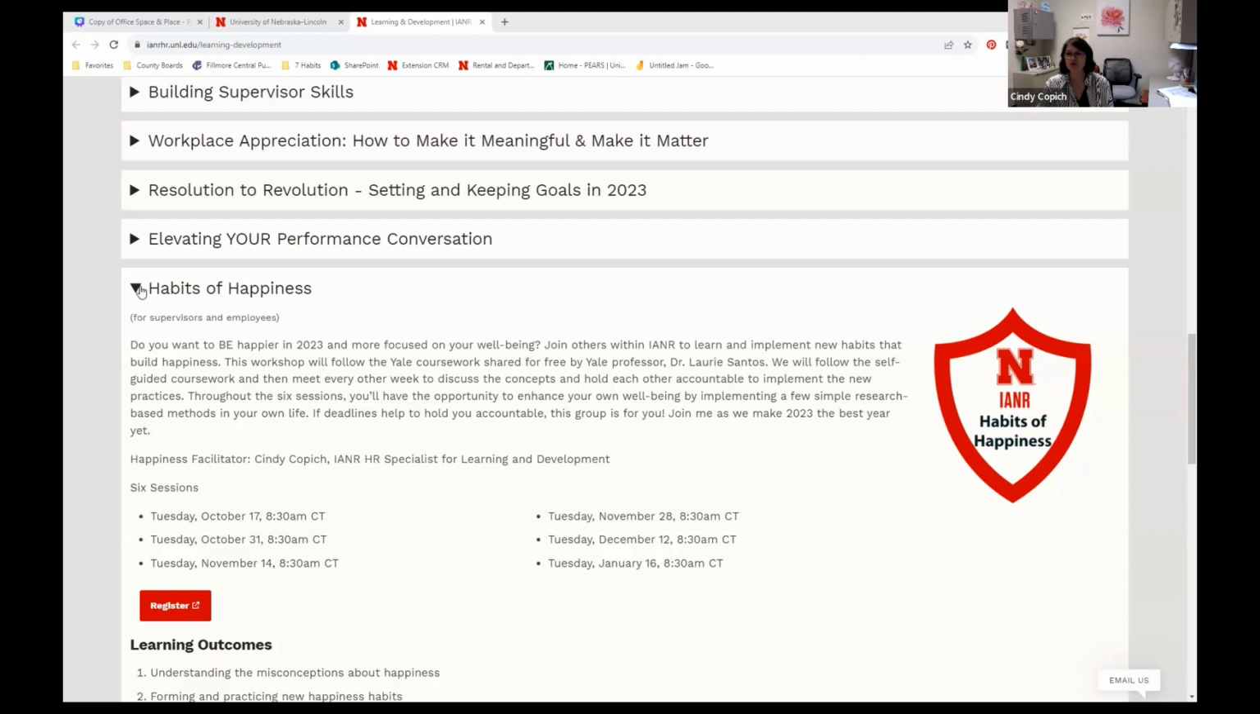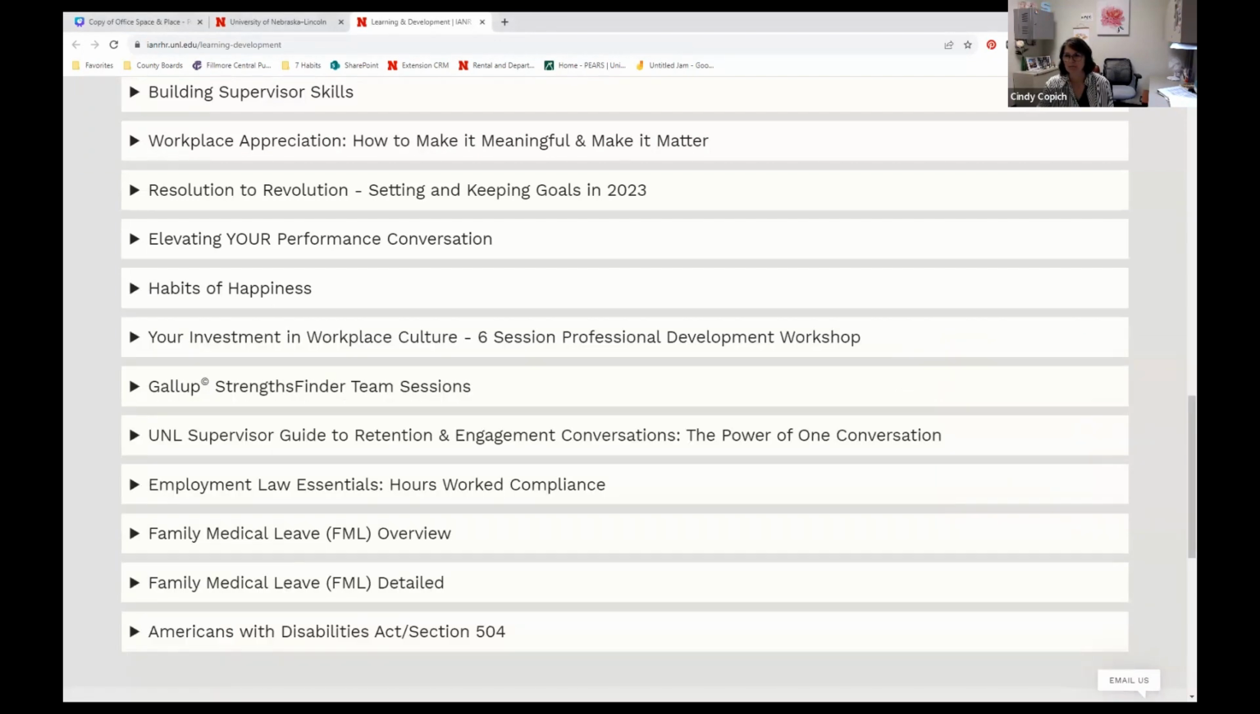Any questions about those so far? Okay. I usually try to be really clear about learning objectives and what you're going to experience in all these.